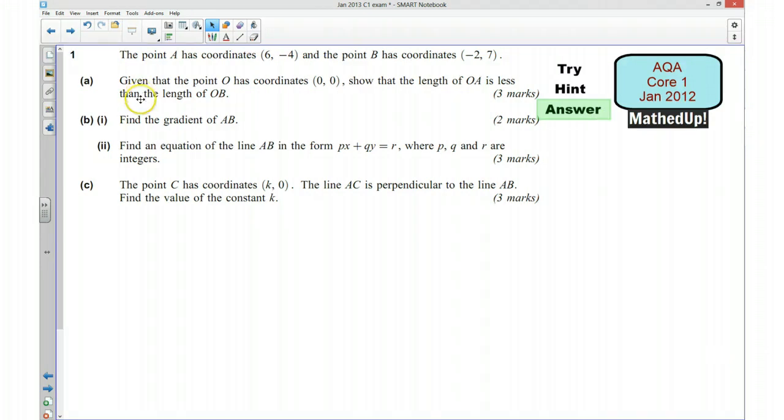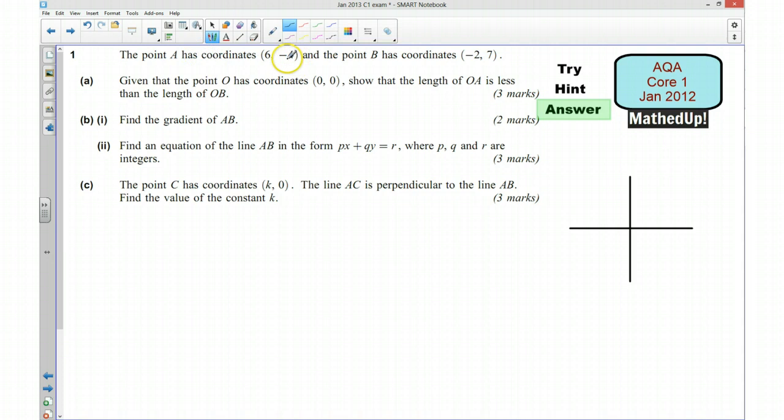So starting with part A, we need to show that the length of OA is less than the length of OB. What I'm going to do, and this is what I would encourage you to do, is just draw a quick sketch so you can see clearly what's going on. So over here I'm going to have my set of axes, and on my axes I'm going to mark point A, which is going to be 6, -4, so that's going to be around there somewhere. So that's 6, -4.